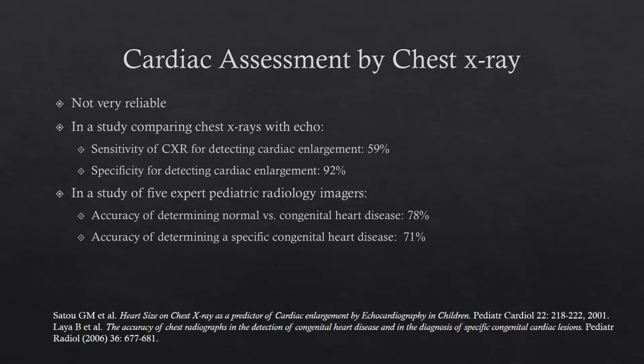Several studies have been done to demonstrate the limitations of chest X-rays in congenital heart disease. In one study comparing chest X-rays with echo, the researchers found the sensitivity for detecting cardiac enlargement was only 59%. The specificity was better at 92%. In a separate study assessing how accurate pediatric radiologists were in determining whether a patient had congenital heart disease based on a chest X-ray, they found an accuracy of only 78%. When asked what the specific congenital heart lesion was, the accuracy fell to only 71%.